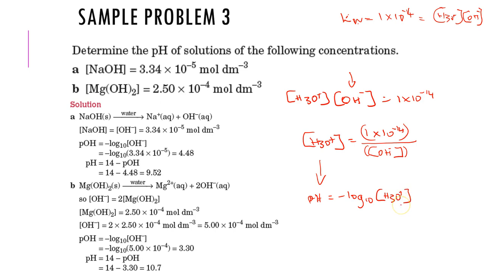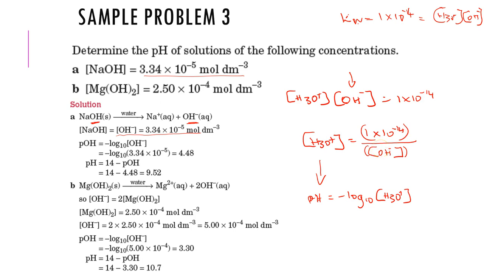So let's have a look at this worked solution. For the first one, we've been given the sodium hydroxide concentration, and we can see that sodium hydroxide will generate 1 OH- when it ionizes in water, which means that the concentration of sodium hydroxide that we were provided in the question is going to be equal to the concentration of OH-. Okay, so I can now substitute this into this equation here.